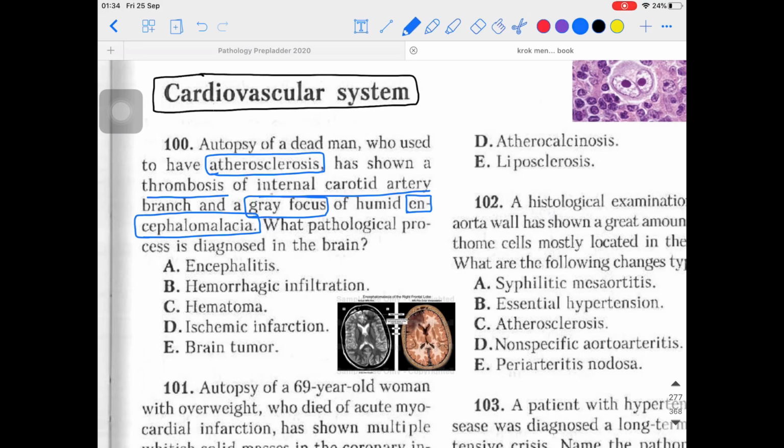If there is some kind of obstruction, some kind of atherosclerosis, some cholesterol plaque deposited in this artery, or some thrombus deposited in this artery, it is very obvious that it will cause ischemia inside the blood vessels, or you can say the ischemia inside the tissues of the brain especially, which actually causes the formation of a gray focus of humid encephalomalacia. Now what is encephalomalacia?